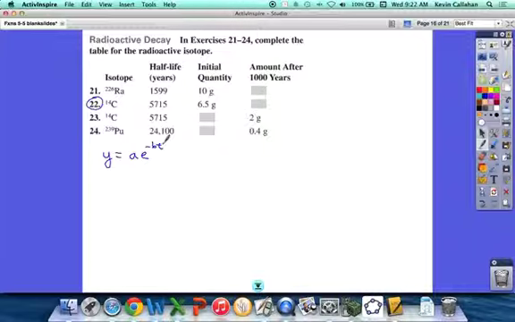And these are paired, right? The 22 and 21 are the same. You're going to do 21. I'm going to set up 22, same way you need to set it up. 23 and 24, exactly the same also.